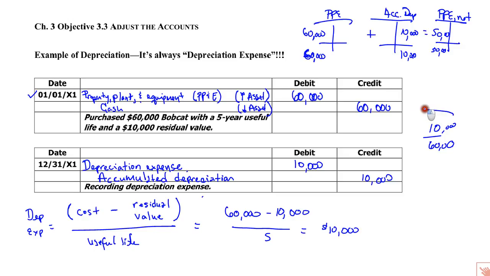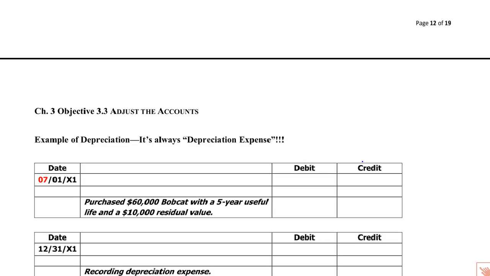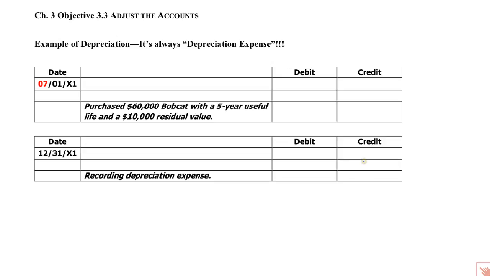Okay, more on that later, but why do we have this accumulated depreciation account? It's to tell us how much is used up. For right now, when you do the adjusting entry, you need to know two things: depreciation expense debit, accumulated depreciation credit. Okay. And that should be it for... No, it's not. Of course it's not. Why would I do that?